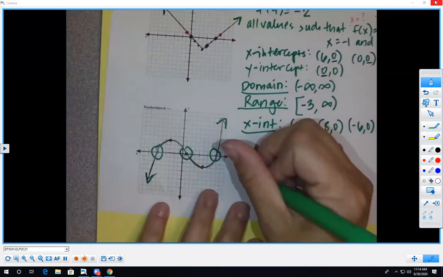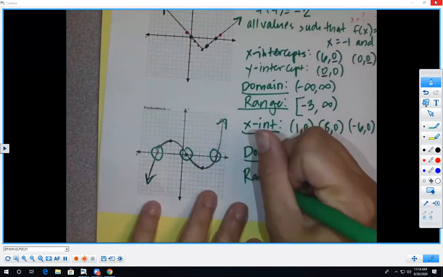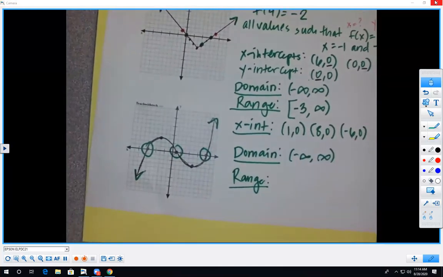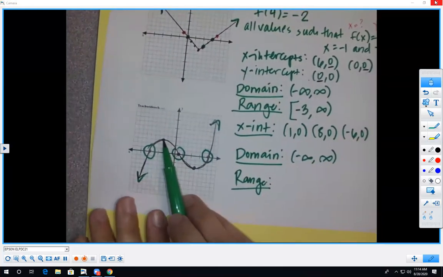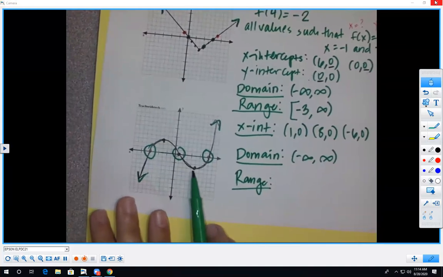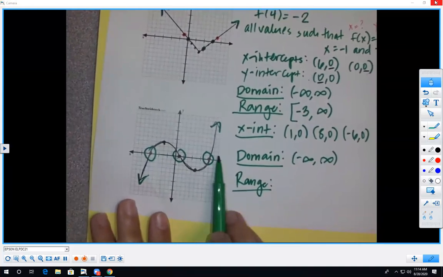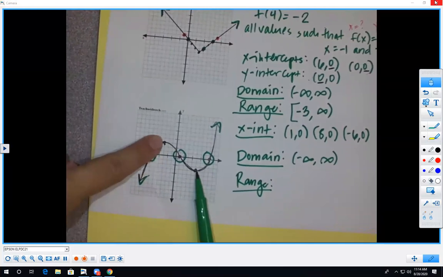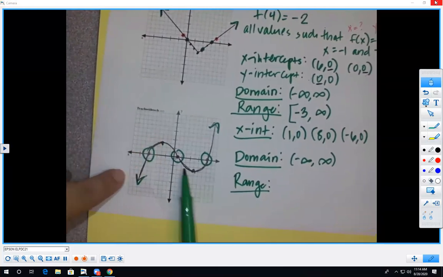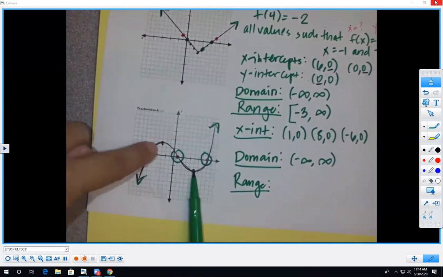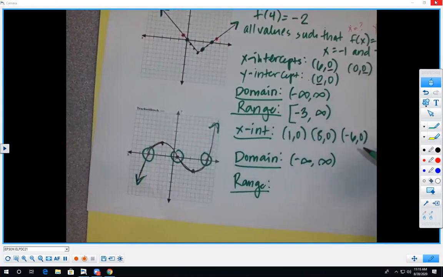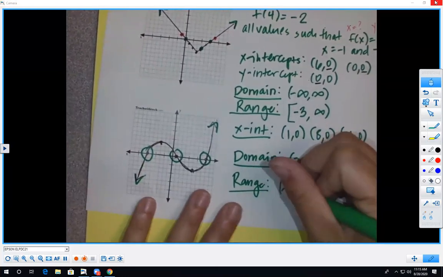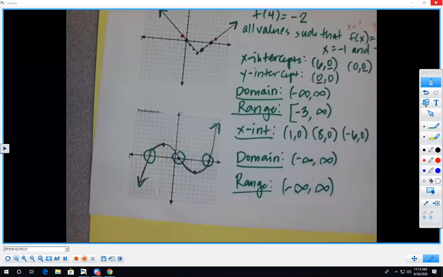The range here. Okay, if you look on this top hump, it goes all the way up to +3. This bottom hump goes all the way down to -3, and then it turns and starts going the other way. But if you look on the outside of that, it goes down below -3 with this arrow, and it goes up above +3 with this arrow. So what would the range be? Yeah, -infinity to positive infinity.